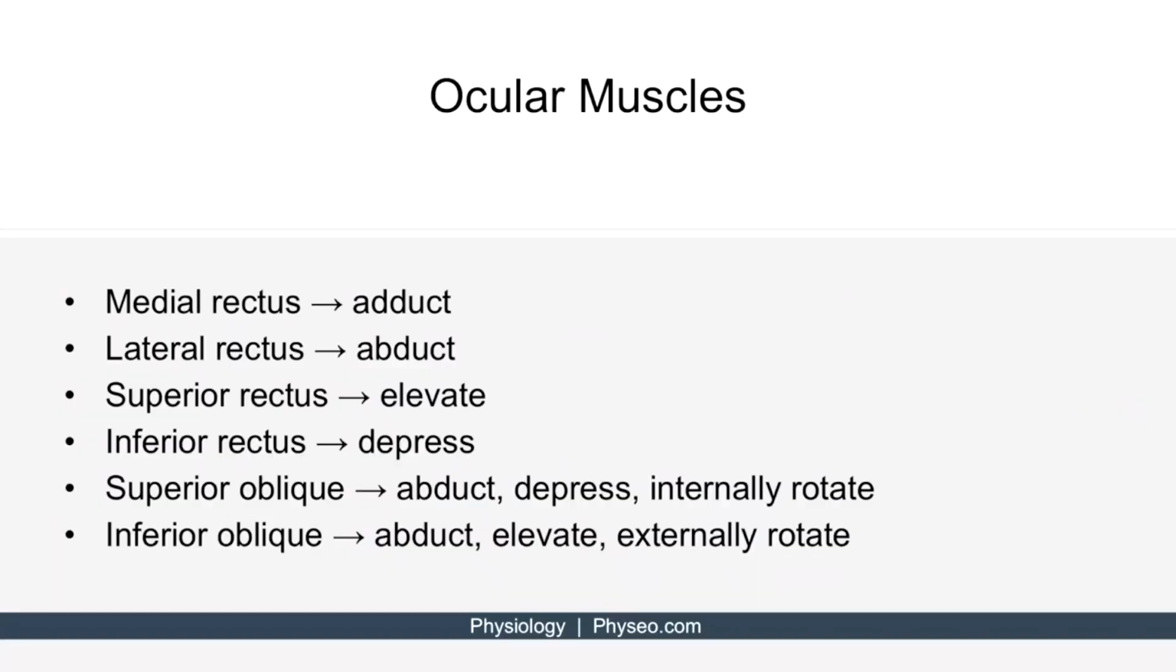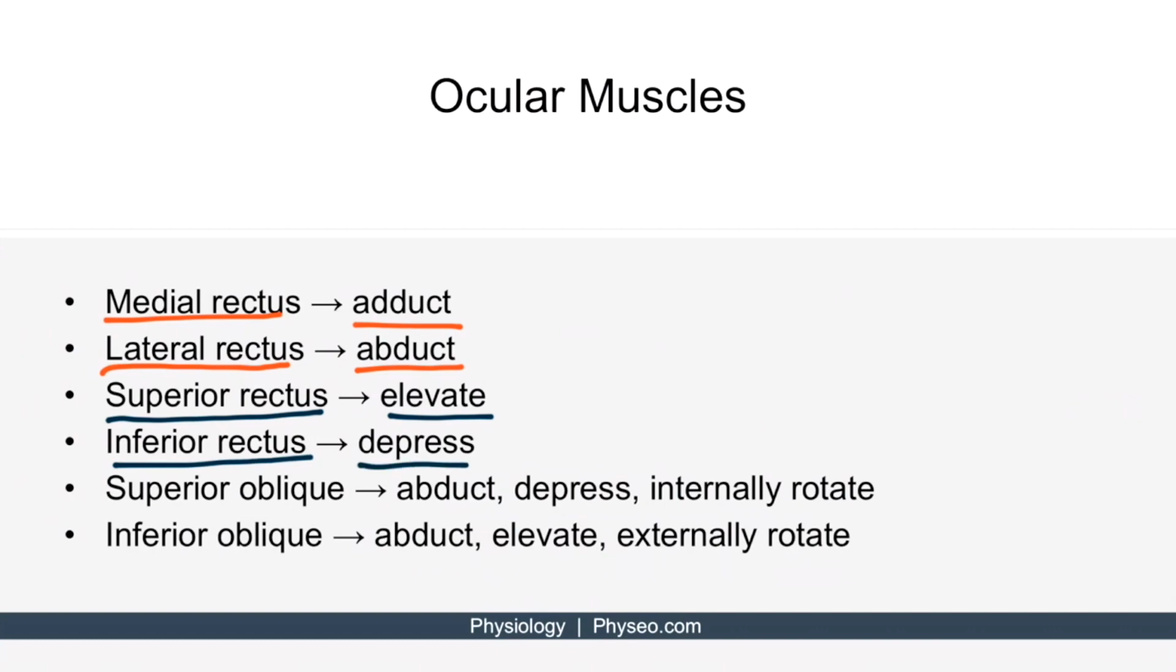So now let's just briefly talk about the ocular muscles. The medial rectus muscle will adduct the eye, and the lateral rectus muscle will do just the opposite. It'll abduct the eye. The superior rectus muscle will elevate the eye, and the inferior rectus muscle will depress the eye. And that's all pretty straightforward.